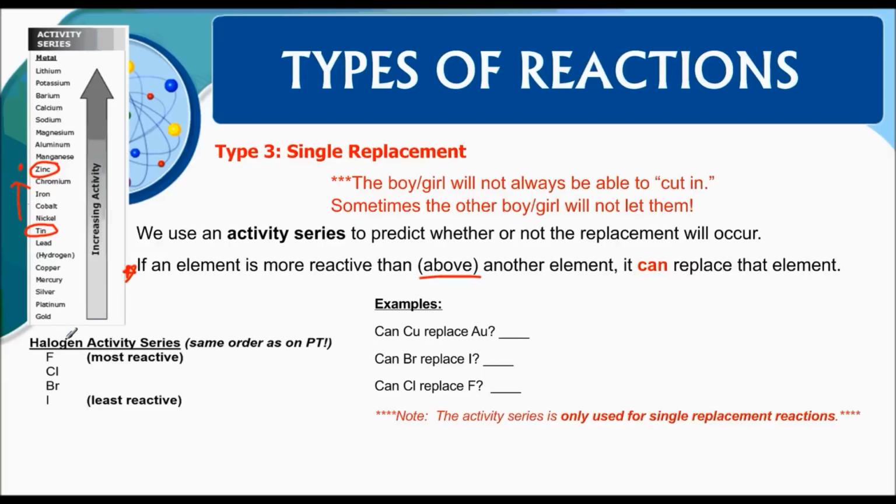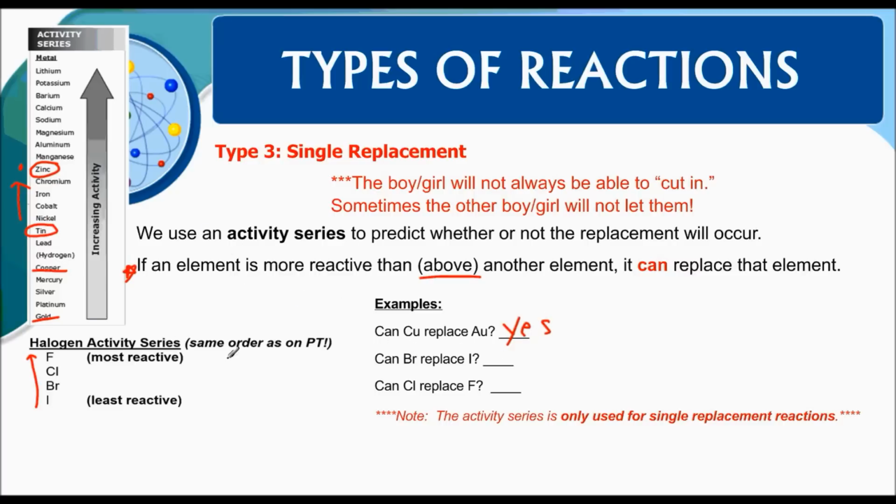Okay. For our halogens, this is the same order as on the periodic table. Fluorine is the most reactive, iodine being the least. So it also increases going up just like it looks on your periodic table. So let's look at some examples here. Can copper replace gold? All right, well, up on my list, copper is here, and gold is at the very bottom. So the answer would be yes. Copper can replace gold. Why? Because it's higher on the activity series.